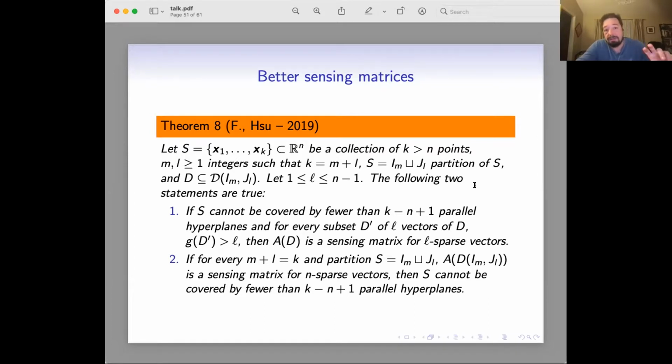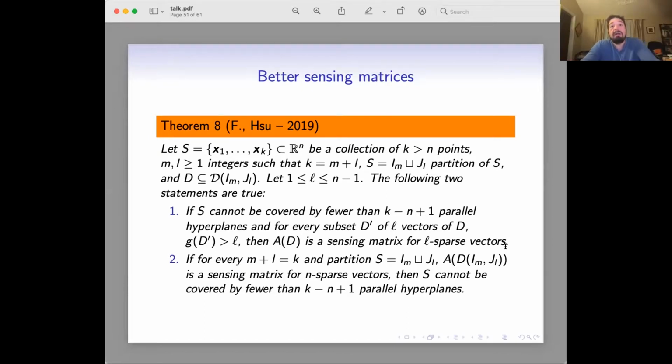So the second part is essentially the reverse direction. If for every such partition, so ML partition, where M plus L equal to K, the resultant matrix from the full difference set is a Sensen matrix for n sparse vectors, then my set S cannot be covered by fewer than K minus n plus 1 parallel hyperplanes.